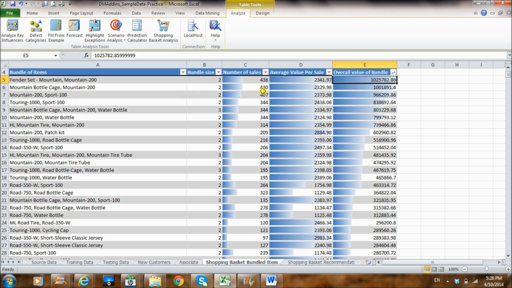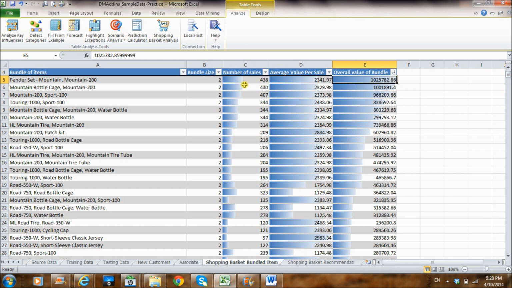And the next one, let's say Mountain bottle cage and the Mountain 200. It happened 430 times in many transactions, and average value per sale is $23.29, and overall value of bundles is 100,189.14.